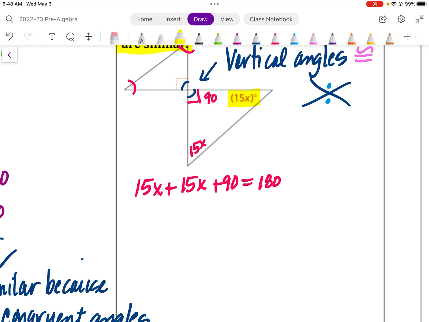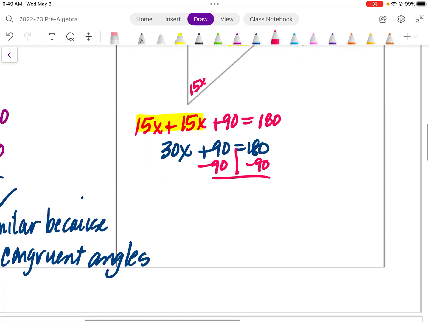I'm going to combine my like terms. So that gives me 30x plus 90 equals 180. Using good equations work, I'm going to subtract 90 from both sides. So 30x is equal to 90, and then divide both sides by 30.